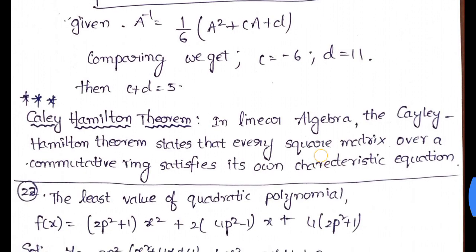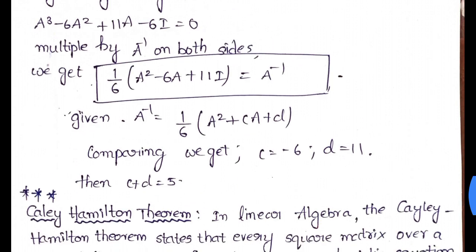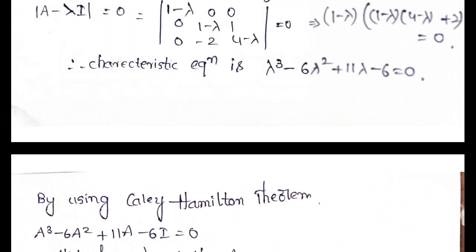Now we have applied the same here. The characteristic equation is lambda cube minus 6 lambda square plus 11 lambda plus 6 is equal to 0. By using the Cayley-Hamilton theorem, we have replaced lambda with A. That means the square matrix satisfies its characteristic equation.